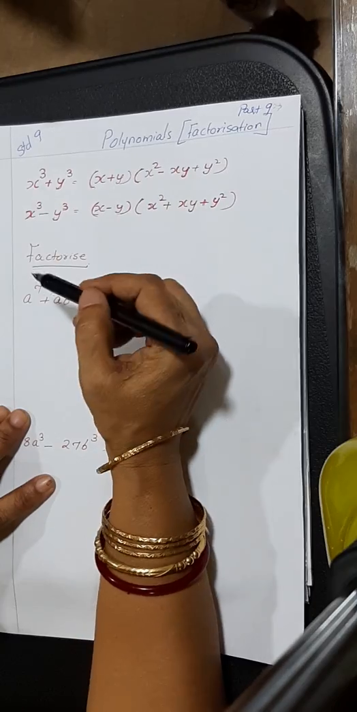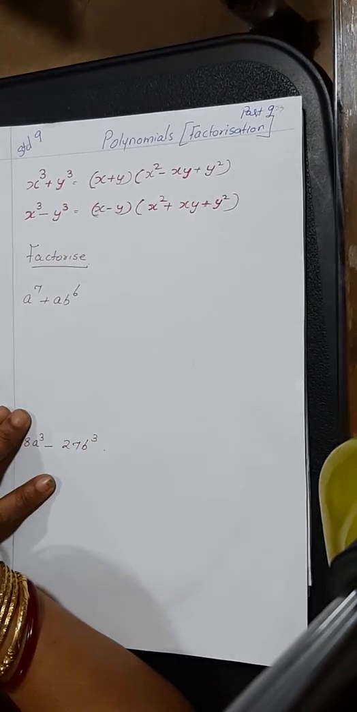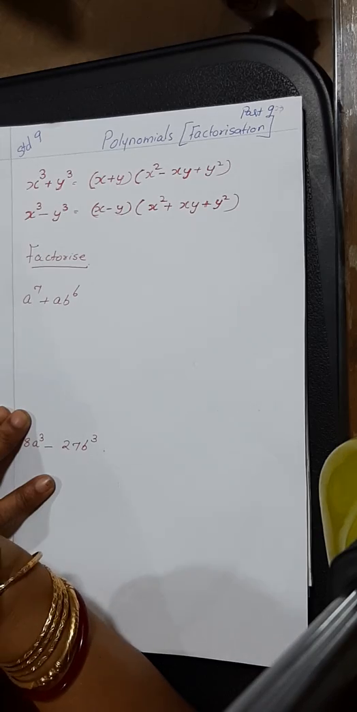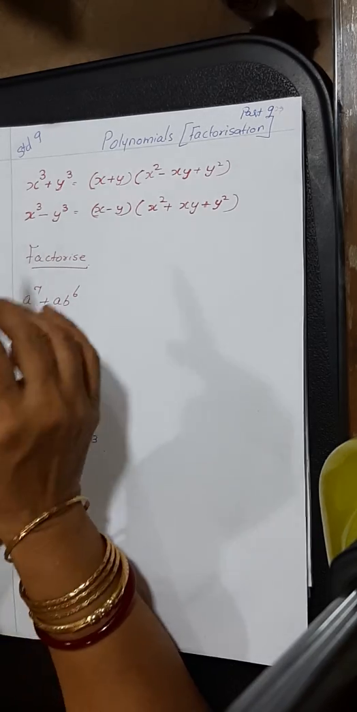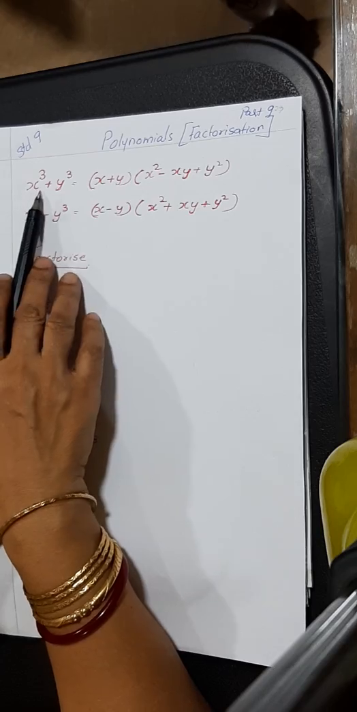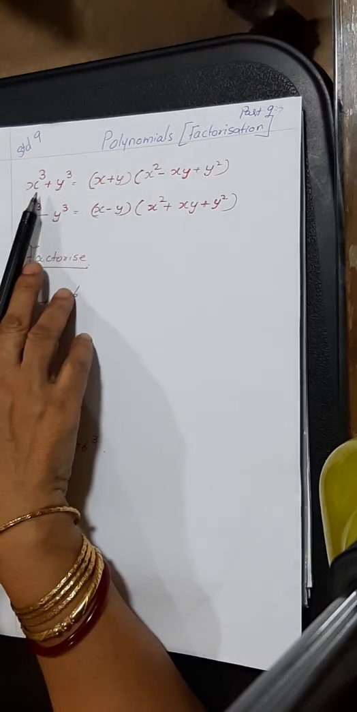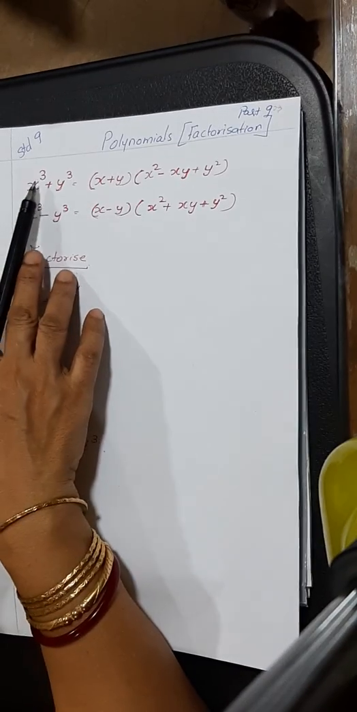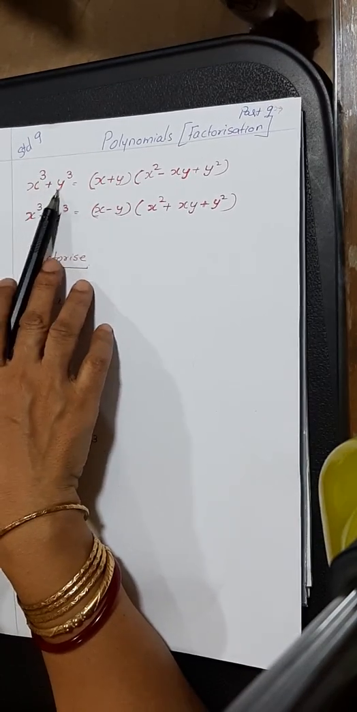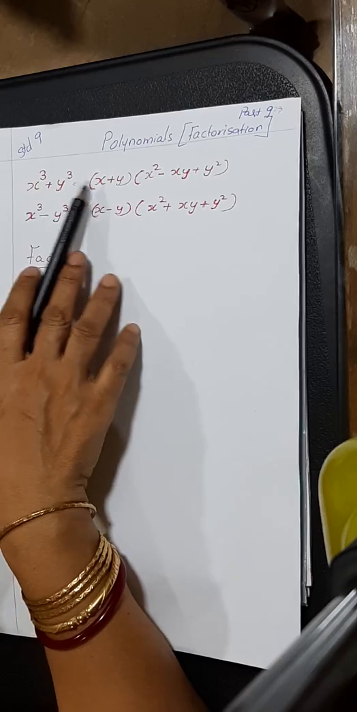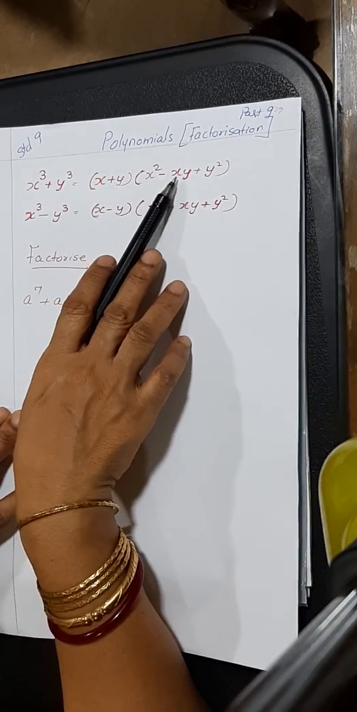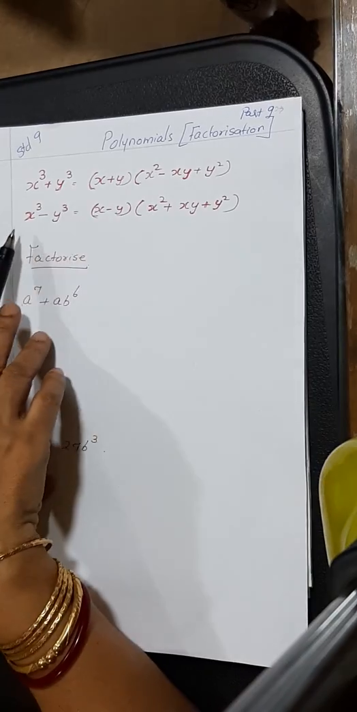Earlier we learned x plus y the whole cube is equal to x cube plus y cube plus 3xy into x plus y. Now we will be using this for factorization purpose. So that was expansion, x plus y the whole cube. Now this is factorization, x cube plus y cube is equal to, we are splitting this into factors. So x plus y into x squared minus xy plus y squared.